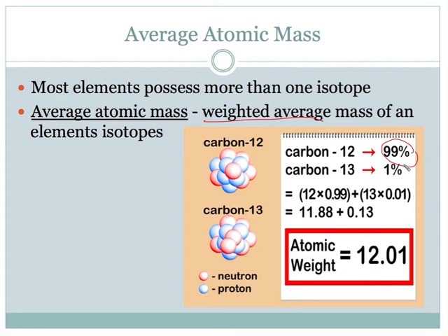So 99 out of every 100 pieces of carbon are carbon 12. The one that's not is carbon 13. So this is 99% carbon 12, 12 times 0.99, the percent made a decimal, and 13 times 0.01, which is 1% made into a decimal. And so if we add these two numbers together, we get 12.01. If you look at your periodic table, you will see that the average atomic mass for carbon is 12.01. And this is how we calculate that.